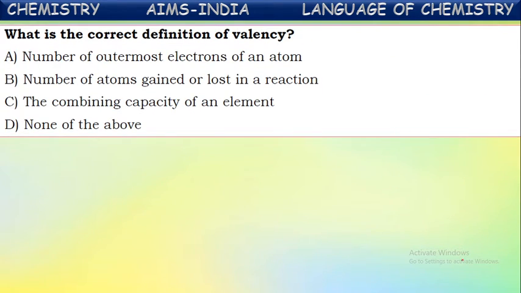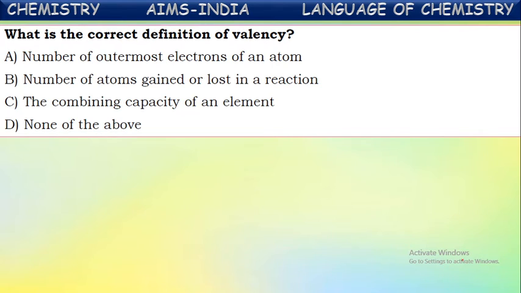Next question. What is the correct definition of valency? What does valency mean? Generally, elements which have 8 electrons in their last shell are stable. Those elements which do not have 8 electrons are unstable. So to become stable, they will try in different ways. Some elements become stable by losing 1, 2 or 3 electrons which are there in their valence shell. Some elements gain electrons to become stable, and some share electrons. So the number of electrons gained, lost or shared by an element is called its valency.